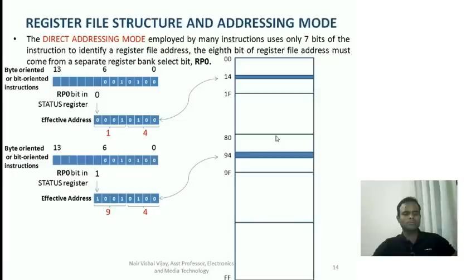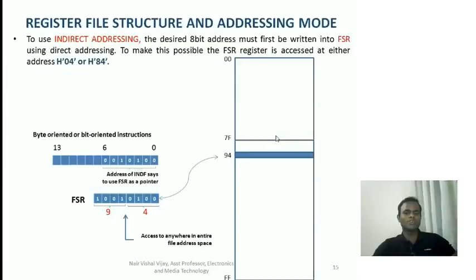So for indirect addressing mode, you have to write a value into your FSR register. Now FSR register is accessed at either of two addresses, that is H04 or H84. Whenever you write a value there, you write into this register FSR.